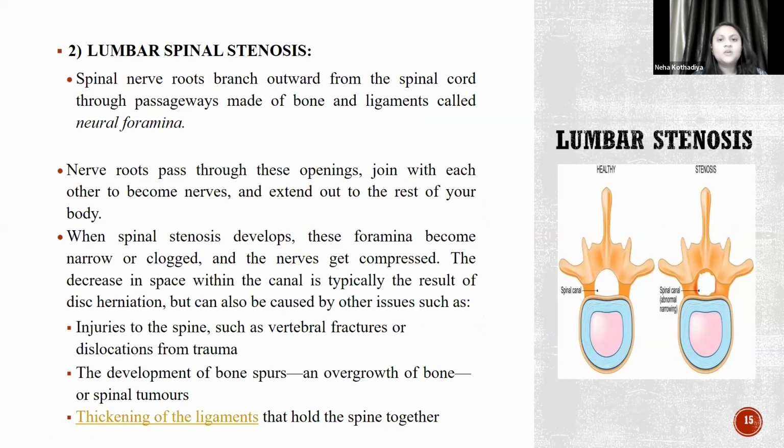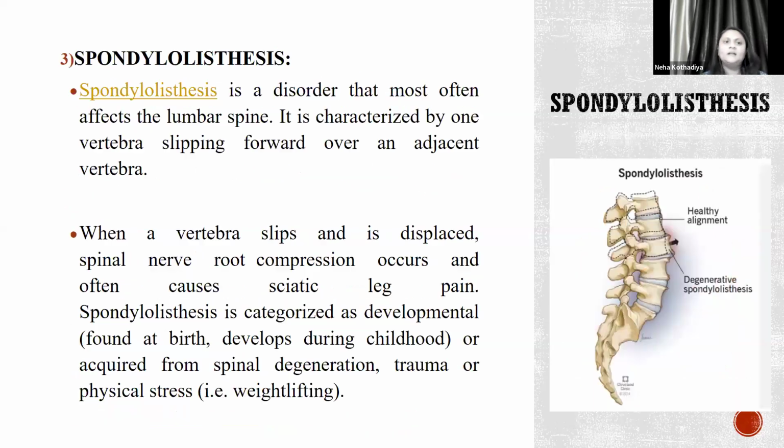Spinal nerve roots branch outward from the spinal cord through the passageway made of bone and ligament called the neural foramina. Nerve roots pass through the openings and join each other, become nerves, and extend out to the rest of the body parts. When spinal stenosis develops, this foramina becomes narrow or clogged. The nerves get compressed. The decrease in the spinal space within the canal is typically the result of disc herniation, and the causes of spinal stenosis are injuries to the spine, the development of bone spurs, and the thickening of the ligaments.